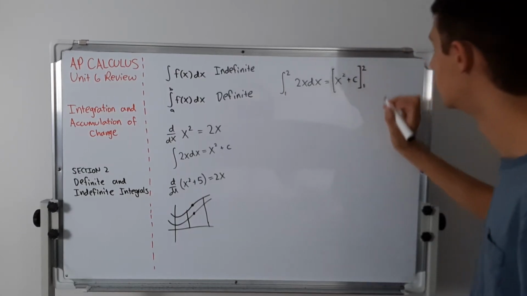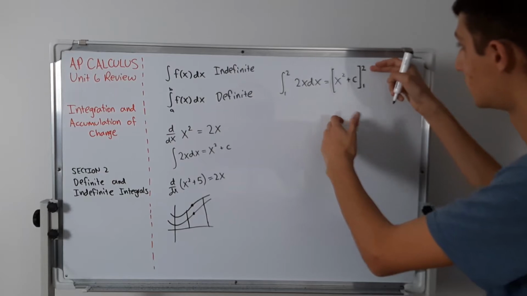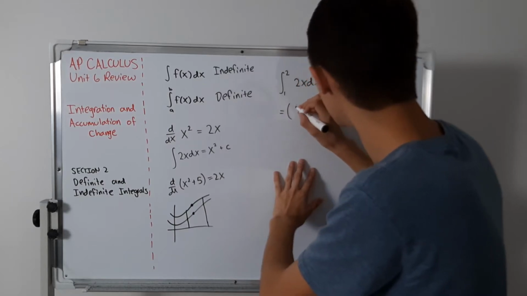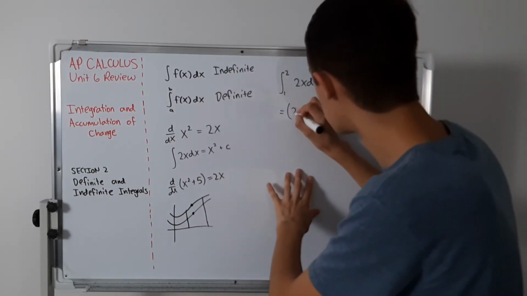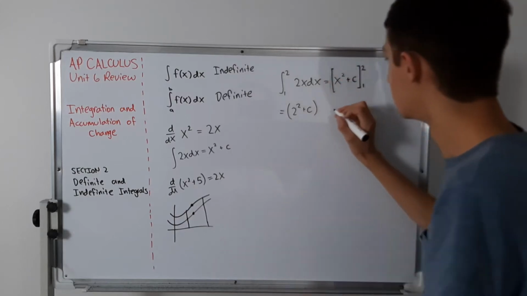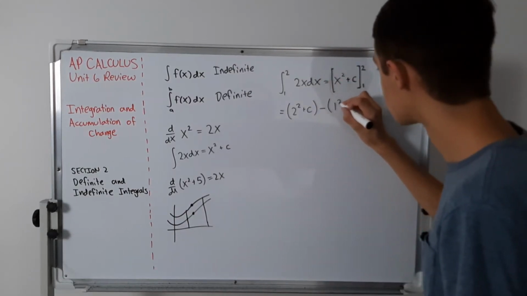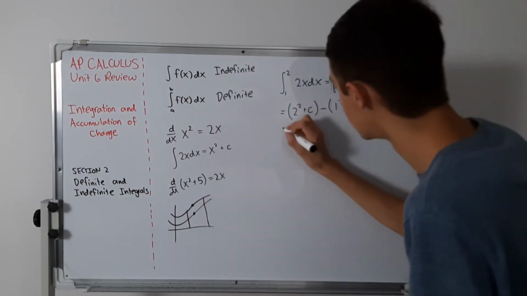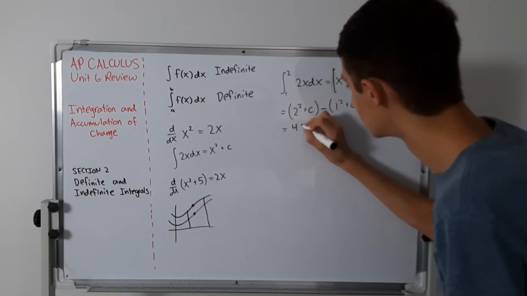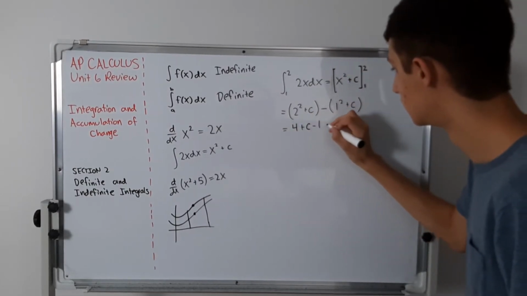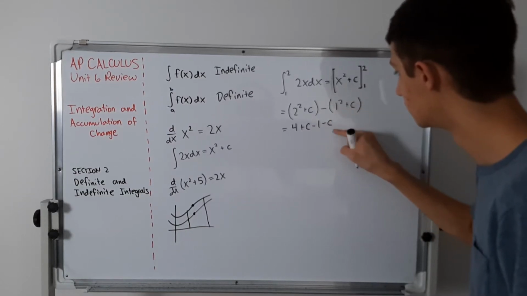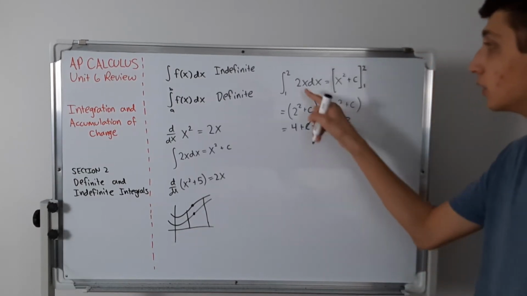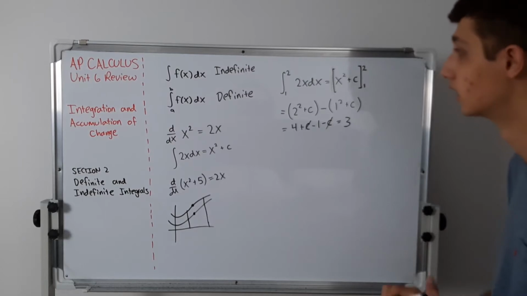From 1 to 2, right? So what we do is we plug in this first bound, and then subtract off, we'll plug in that bound. So this is going to be equal to 2 squared plus c. Again, we don't know what c is, but then we're going to subtract off 1 squared plus c, right? So 2 squared is 4, so we get 4 plus c minus 1 minus c. As you can see, the c's cancel out, and we just get 4 minus 1, which is just 3. So the area under 2x from 1 to 2 is 3, and these are your x values, of course.